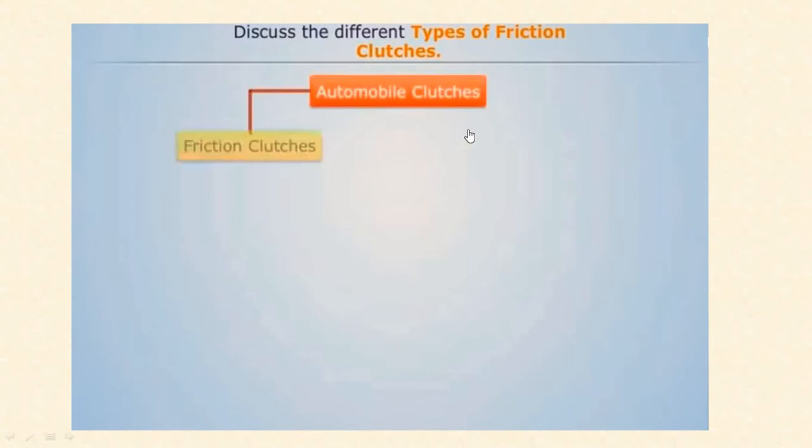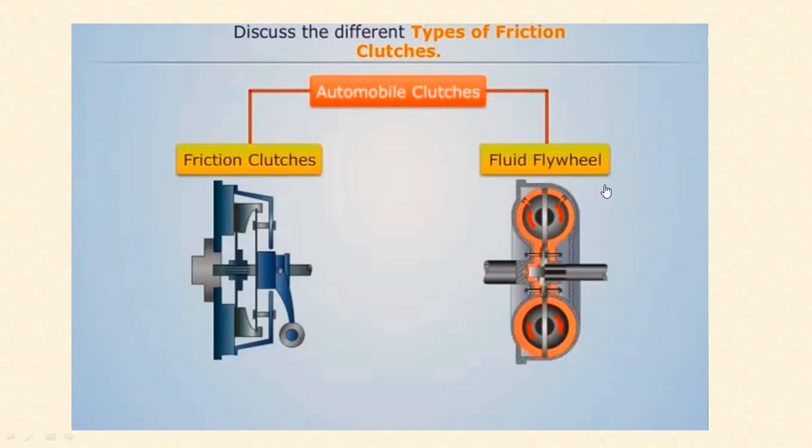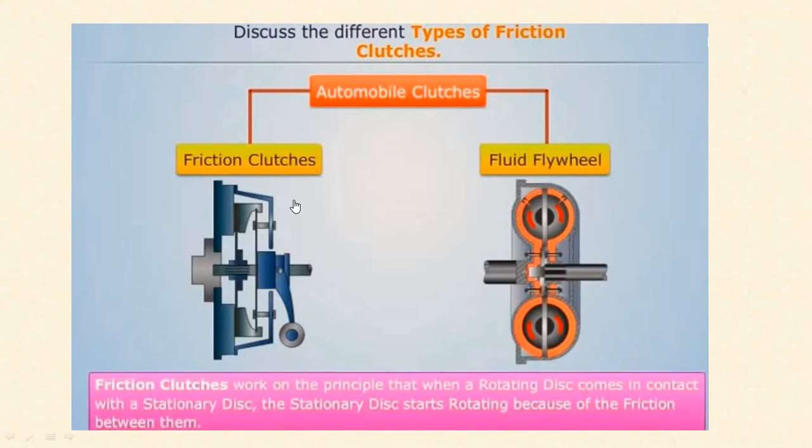Automobile clutches are of two basic types, the friction clutches and the fluid flywheel. The friction clutch works on the principle that when a rotating disc comes in contact with a stationary disc, the stationary disc starts rotating because of the friction between them. This shows the friction clutch, which comes in contact with the non-movable disc with the help of the pressure plate. It applies pressure on the clutch disc, and that also starts rotating. That is the basic principle of the friction clutch.